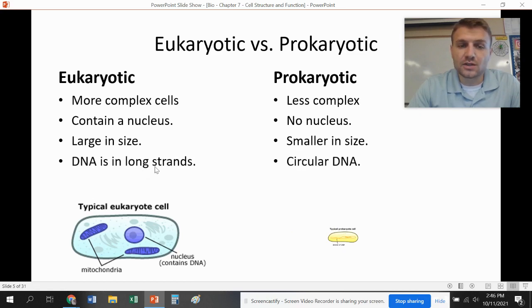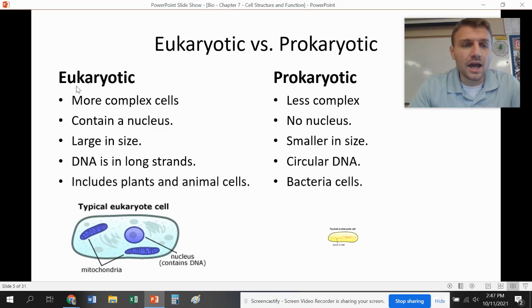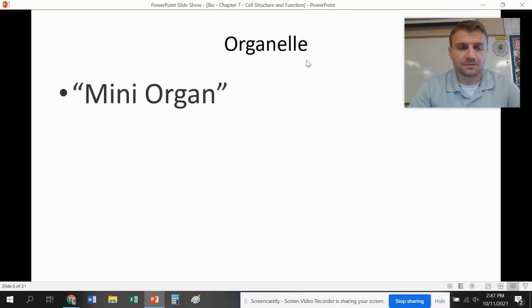DNA is in long strands. We show the chromosome in X form in the eukaryotes, and in the prokaryotes, it's much different and much smaller. It's circular. Eukaryotes include plant and animal cells, so you are a eukaryotic cell. Bacteria cells are examples of prokaryotic cells.